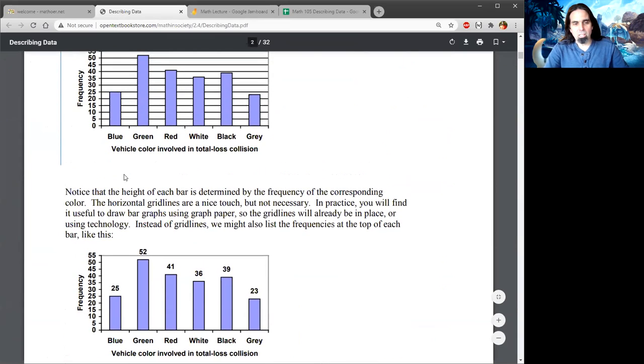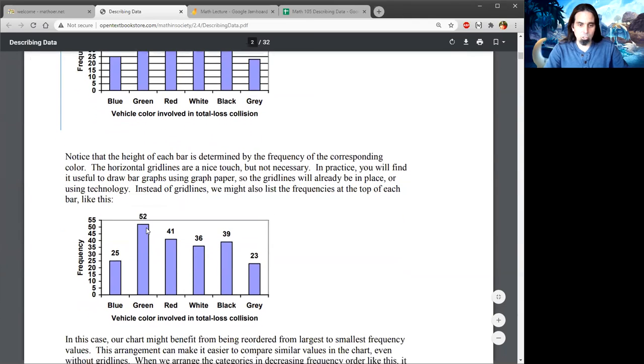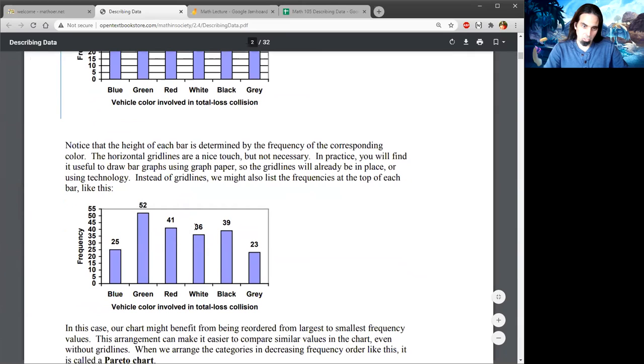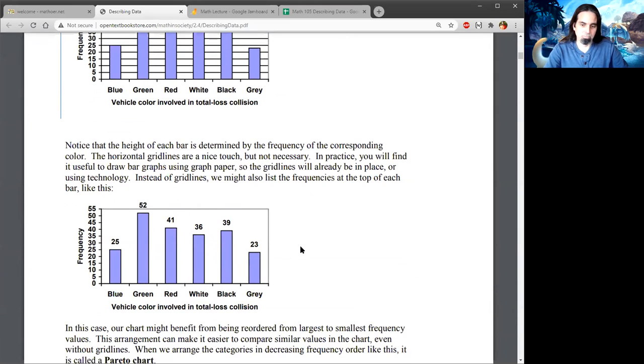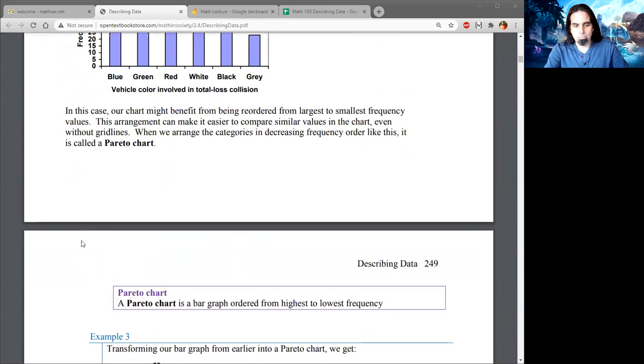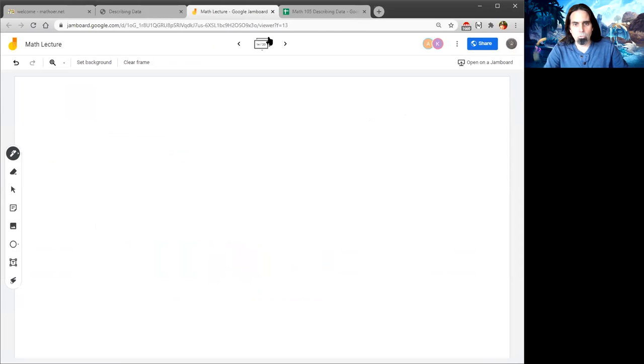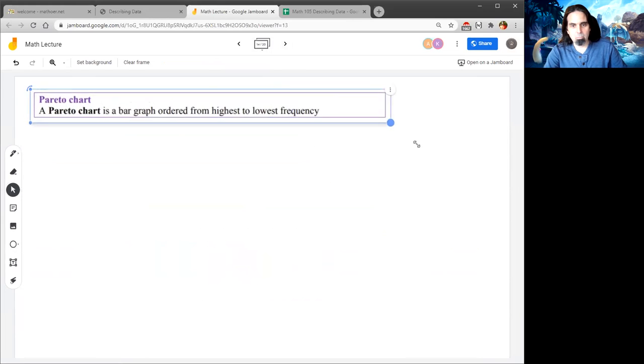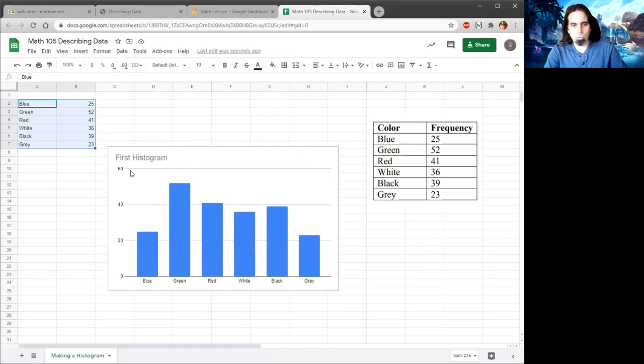The textbook comments that you could put lots of numbers on the side or few. You can have lines going across or not. If you don't have lots of lines going across, it's polite to put titles on each bar so people can read it more easily. Then they give us a new definition, a Pareto chart. So a Pareto chart is a bar graph that's in a certain order. We have to take the things that are happening most and put them first. So our histogram isn't a Pareto chart.